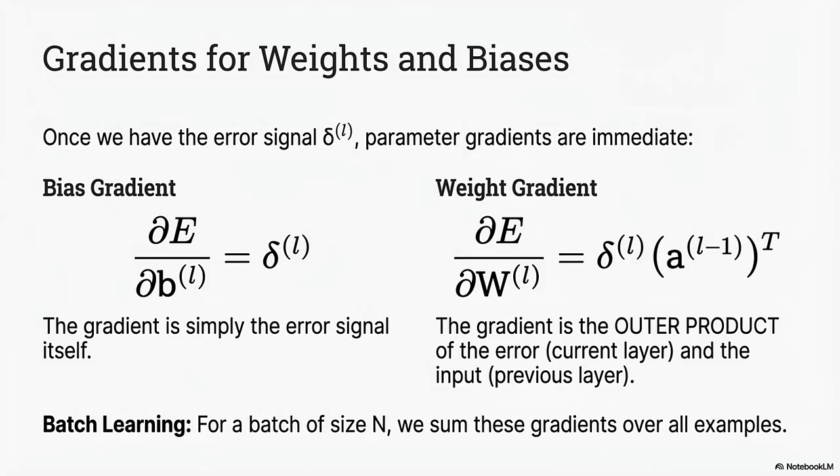But what's the payoff? Well, once we have the error signal delta for a layer, calculating the gradients for its parameters is immediate. As you can see from the formulas, the bias gradient is simply the error signal itself. The weight gradient is found by taking the outer product of that error signal and the activations from the previous layer. This makes perfect intuitive sense. A weight's contribution to the final error is proportional to both the error signal at its destination neuron and the activation signal that passed right through it.